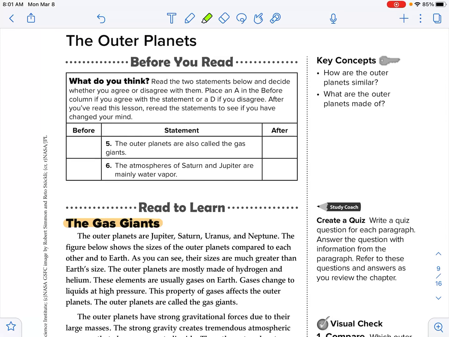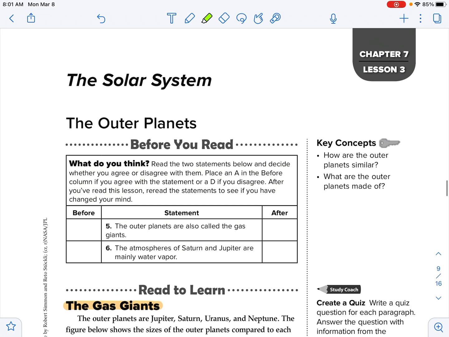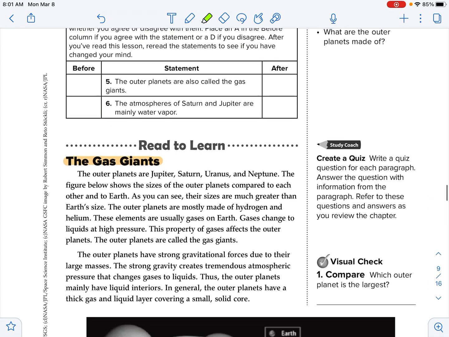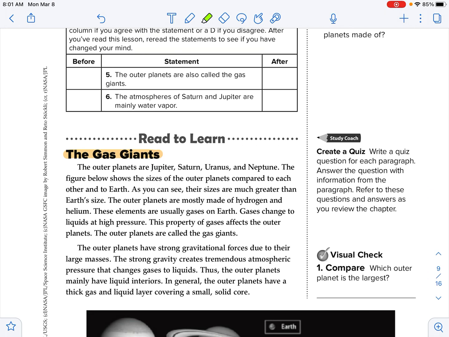Hey guys, let's go ahead and read lesson 3 on the outer planets. We're going to be looking at how the outer planets are similar, what these outer planets are made of. The outer planets are Jupiter, Saturn, Uranus, and Neptune.